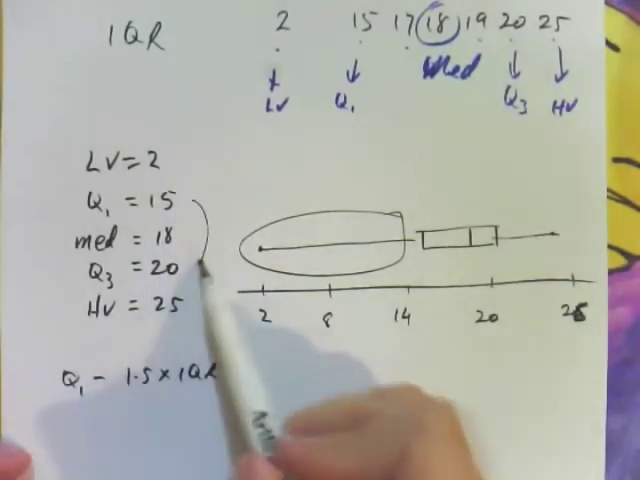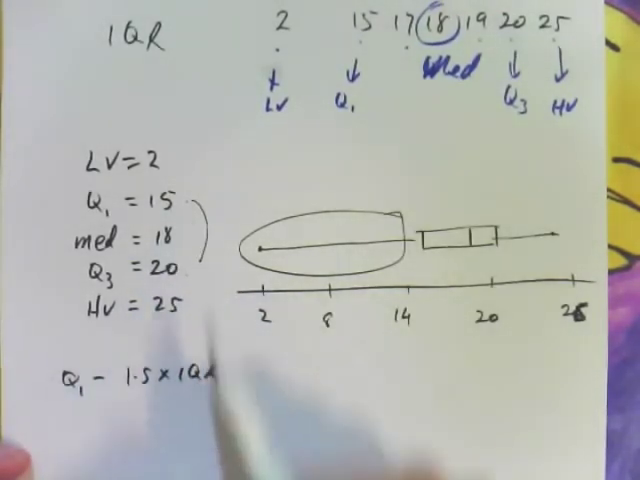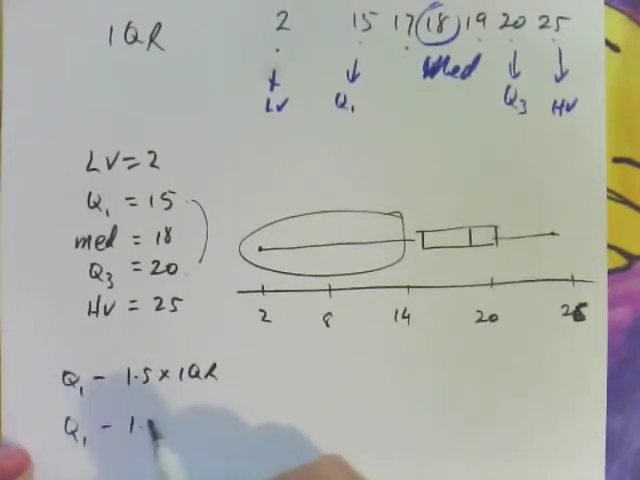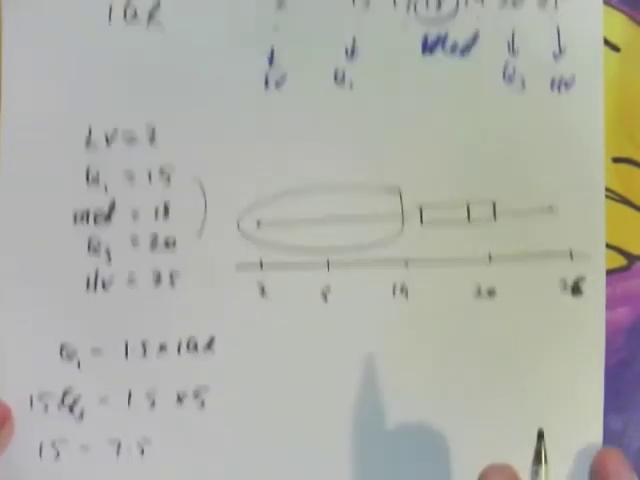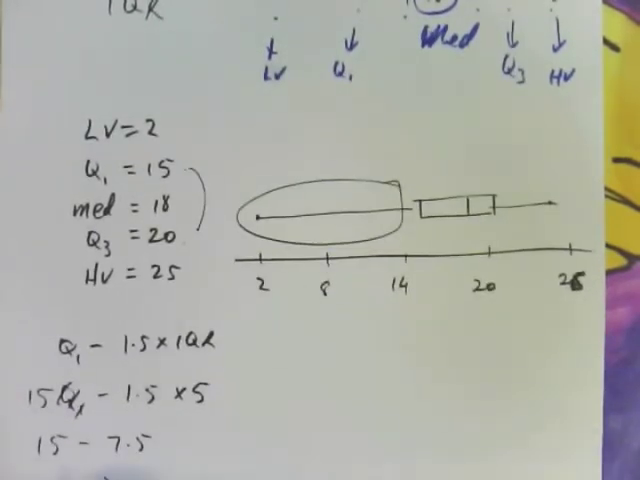So my interquartile range is 5. If I do 20 minus 15, my IQR is 5. So Q1 minus 1.5 times 5. Q1 is 15, so 15 minus 7.5 means that it's 7.5. Anything less than 7.5 is therefore deemed an outlier.